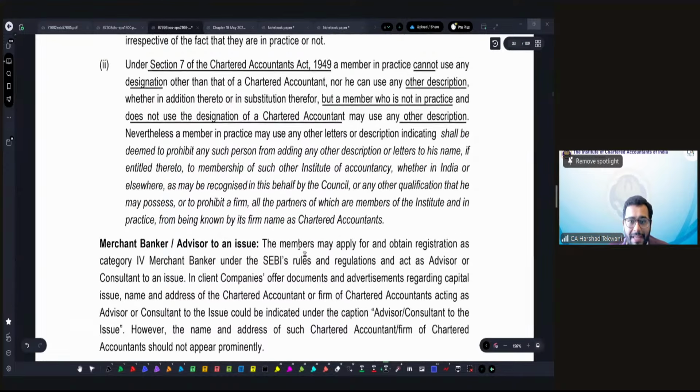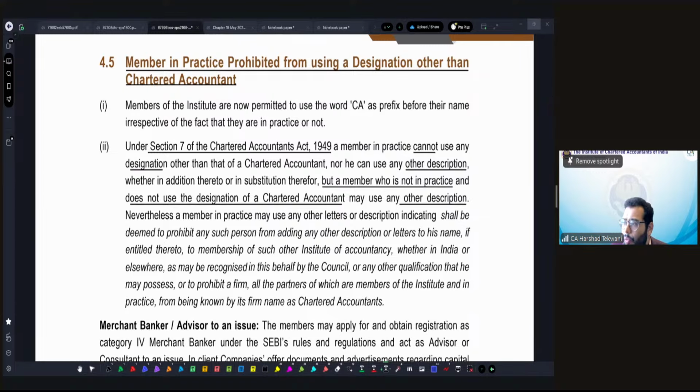When I talk about general designations, designation means chartered accountant, cost accountant, and all those things. Those are the designations that we are talking about. Now, what is allowed over here? What is allowed is adding any other description or letter to his name if he is entitled to the membership of an institute of accountancy in India or outside India, as may be recognized by the council, or any other qualification that he may possess. So if you possess any qualification, or if you are a member of a particular institute of accountancy which is recognized by the council, you can use the description.